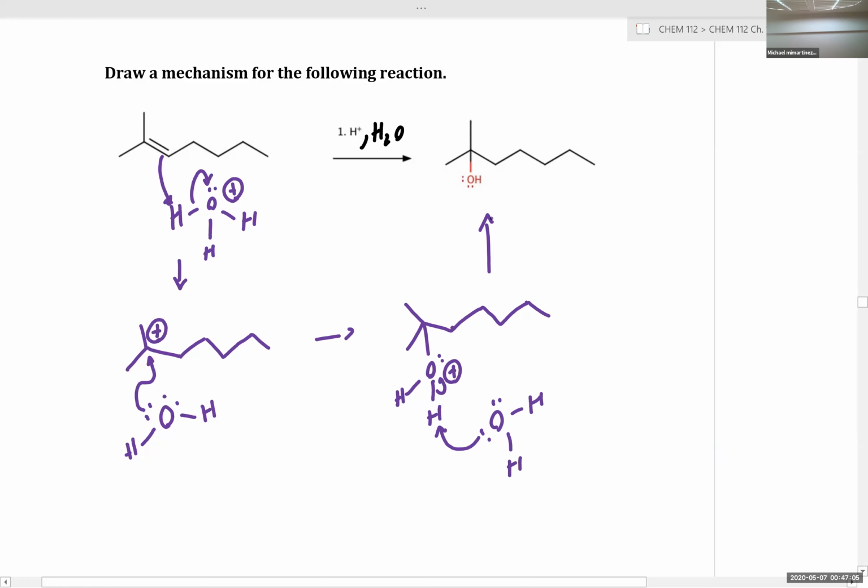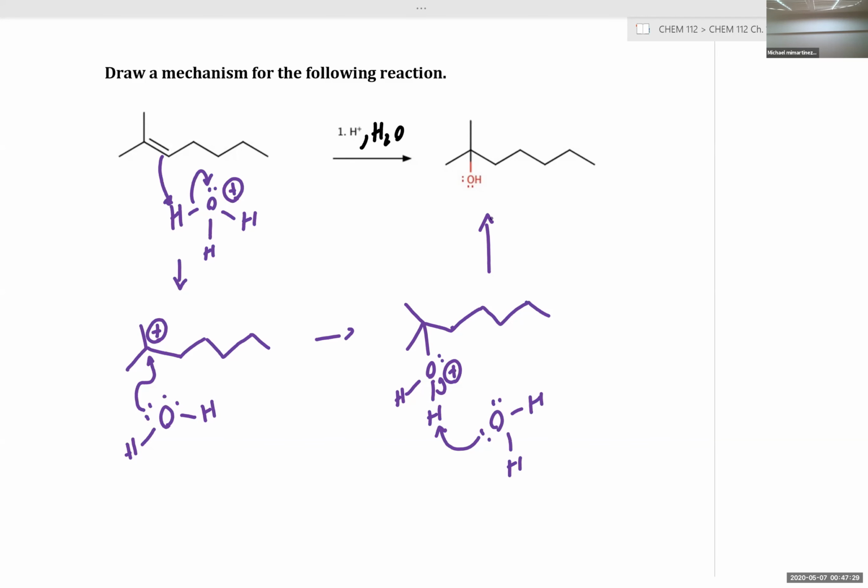Just always make sure when you're drawing arrow pushing mechanisms, your arrow goes from your nucleophilic lone pair or alkene to the electrophilic site, generally the electrophilic atom. But overall, the mechanism I saw drawn was very close to perfect.